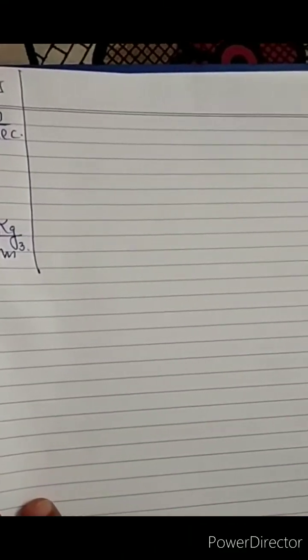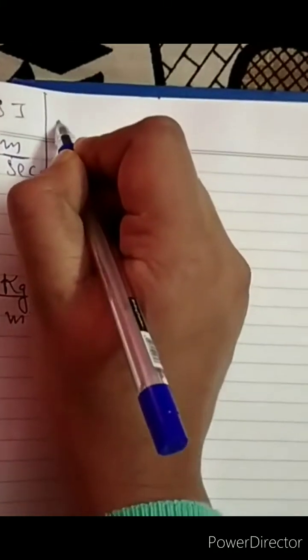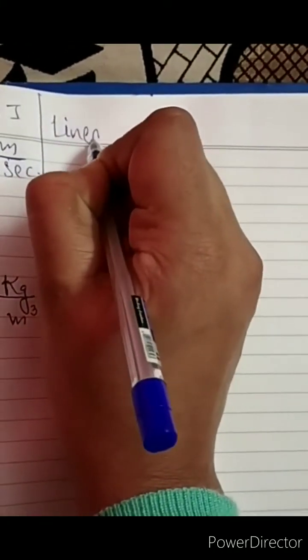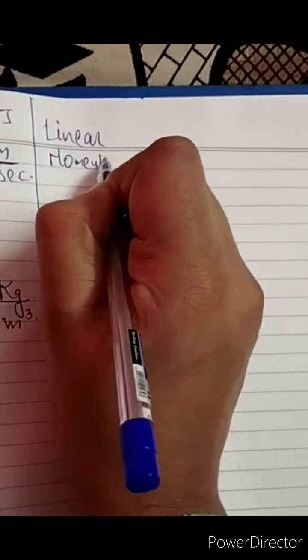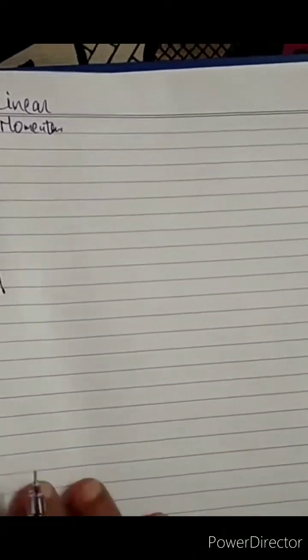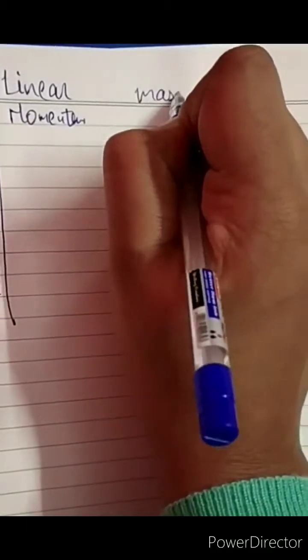Okay. Now let's take one more example. Let's talk about one more quantity that I remember, that is linear momentum. Let's talk about that. Okay, can I use this page? Linear momentum. Okay, what is linear momentum? Again, linear momentum as a formula is mass into velocity.